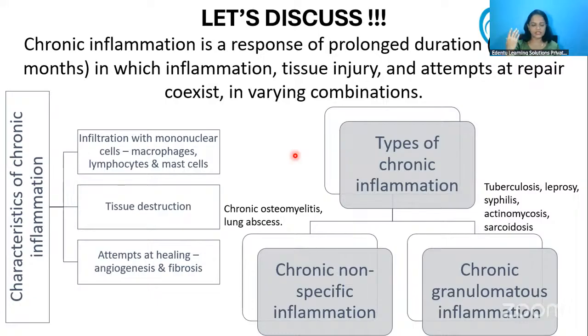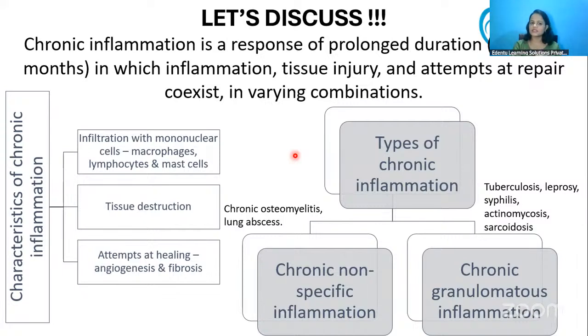Okay, there will definitely be tissue destruction happening in chronic inflammation. And next, the body will try to repair the injured tissue. So the three features that you will definitely see in chronic inflammation: one is inflammation with the chronic inflammatory cells. You will not be able to see neutrophils here. Neutrophils are acute inflammatory cells, so they'll be present only in acute inflammation, whereas this is chronic inflammation. So you'll see chronic inflammatory cells like macrophages, lymphocytes, and mast cells.